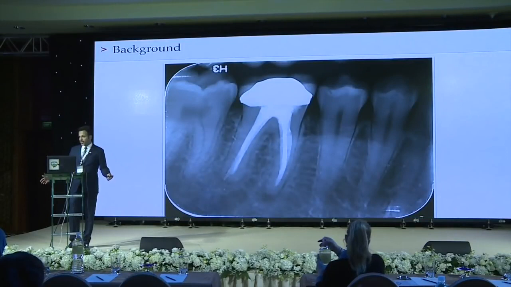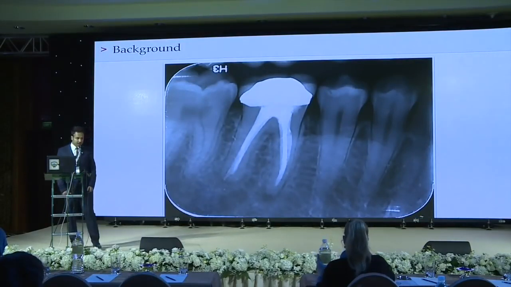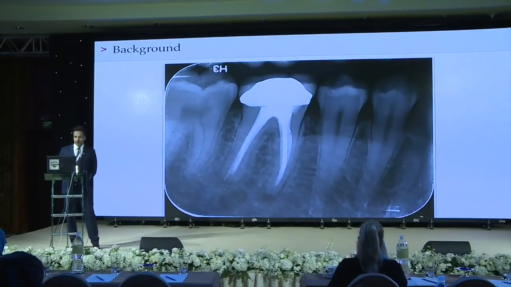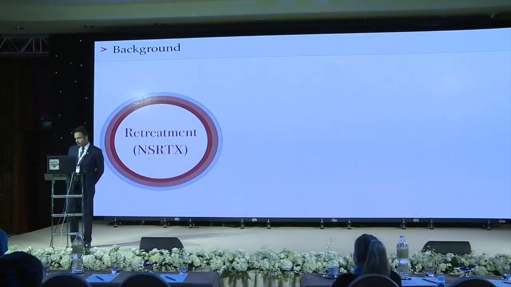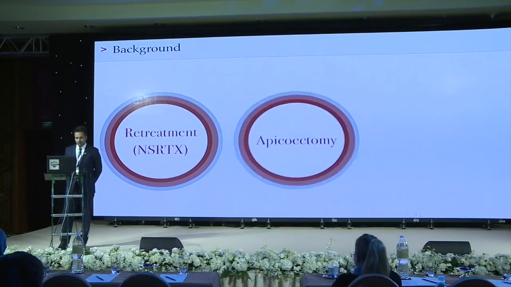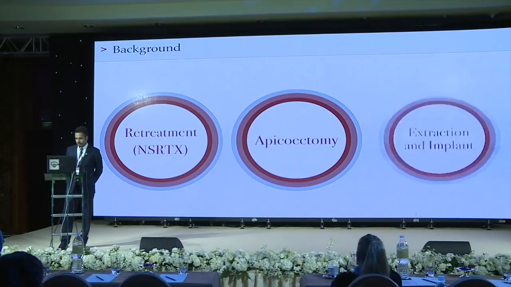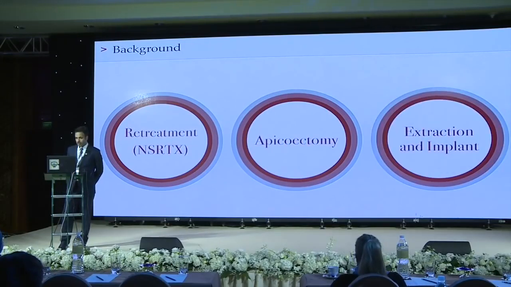Now, let's assume that you had a patient, you did your clinical examination, and you found that he has a problem with a previous root canal treatment, such as this case. What are the options that are available? The first option would be a retreatment. The second option is apicoectomy. And the third option is extraction and implant. And I'm going to start with retreatments.